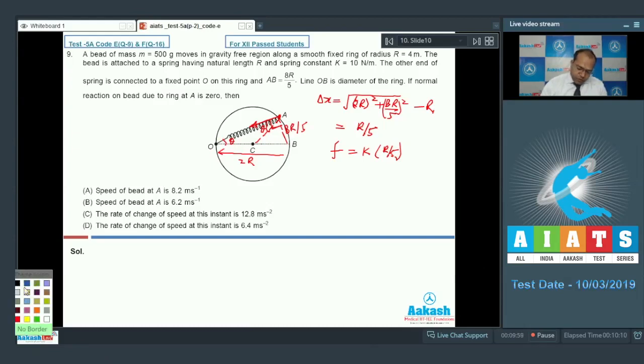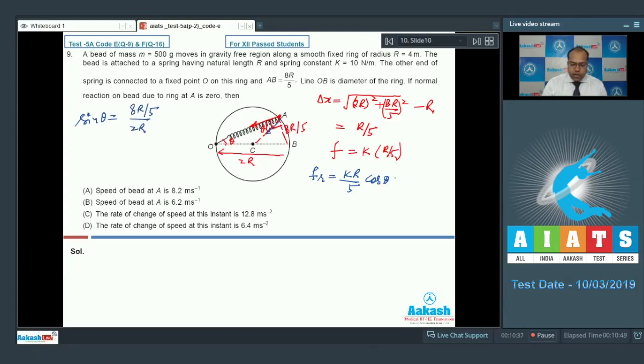So the component of force in this direction is F into cos theta. So if I calculate the radial component of force, the radial component of force is kr by 5 into cos theta. Now I have to calculate the value of this cos theta. So in triangle OAB, sin theta is equal to perpendicular, that is 8r by 5, divided by hypotenuse 2r. So it comes out to be 4 by 5. So the value of cos theta comes out to be 3 by 5. Now if I substitute this value of cos theta, it comes out to be 3kr by 25.